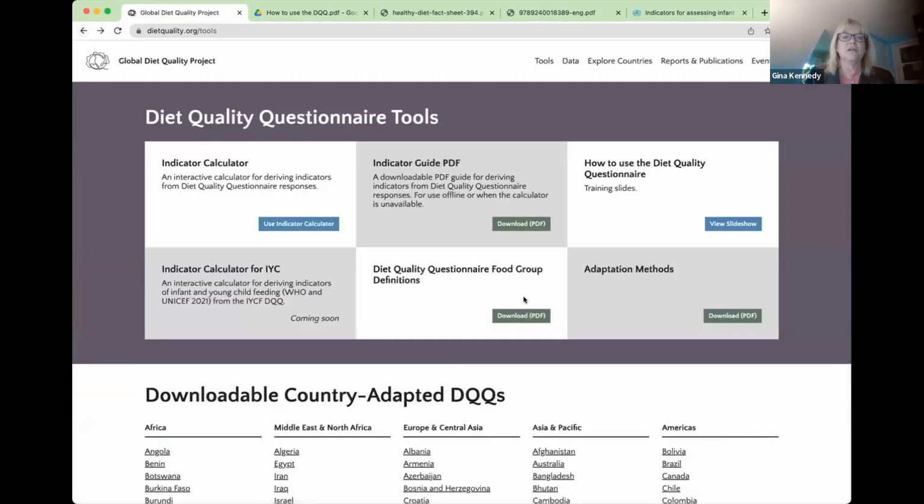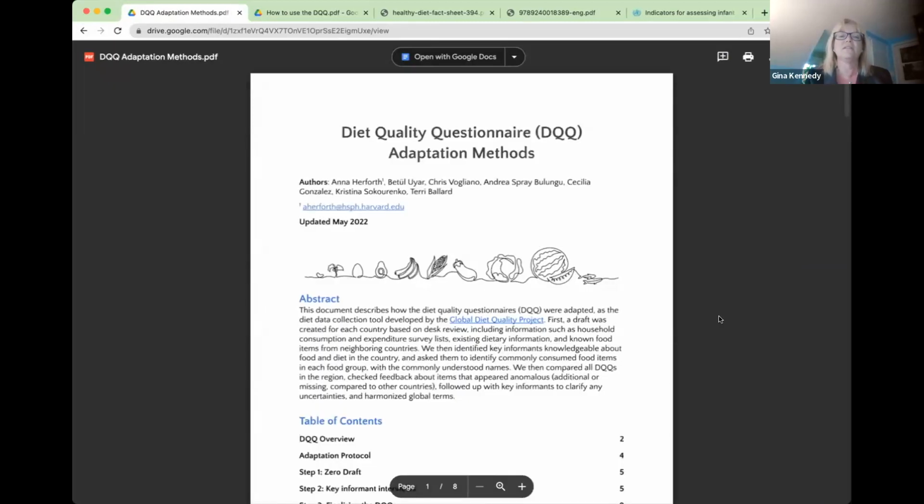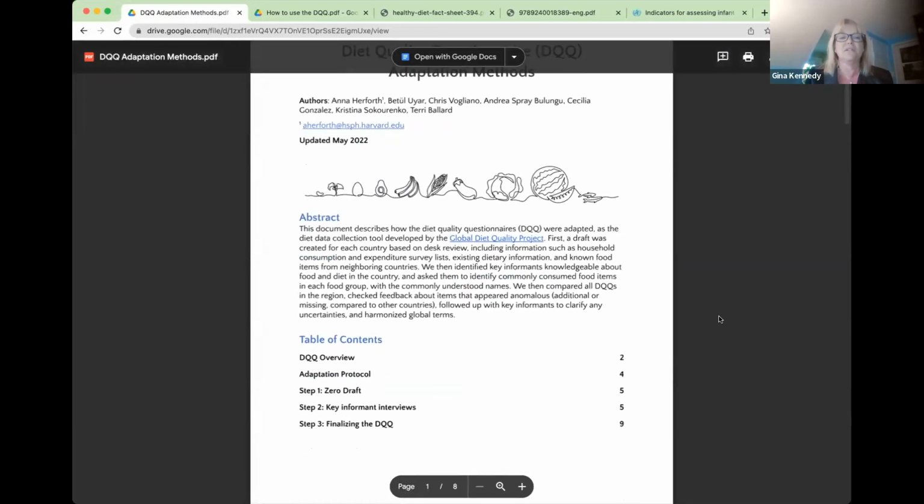Another resource are the adaptation methods. Again, this is not mandatory to consult, but it provides additional information on the process that the team went through to develop the country-adapted diet quality questionnaires. So these are for people who are really keen to use the Diet Quality Questionnaire. I want to deepen my understanding so that I feel confident if I'm delivering a training or explaining to others why I think this is important information to collect.